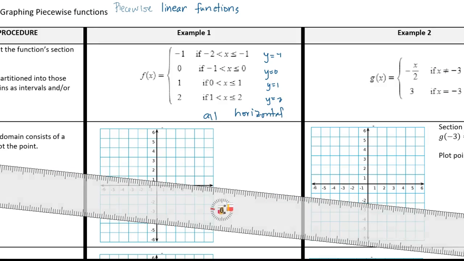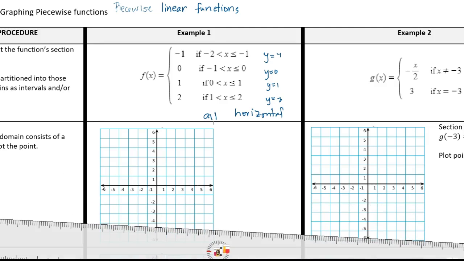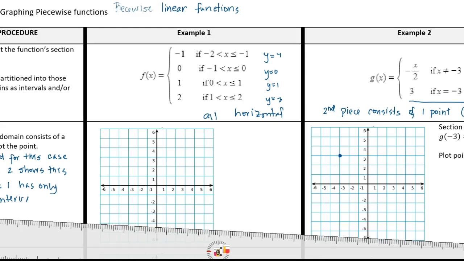The first step is to watch out for any piece that consists only of a point, like in example 2. The second piece of example 2 is just a single point. It's not really a line. It's the point -3, 3. Example 1 has only intervals, so let's go ahead and plot the pieces for those intervals.